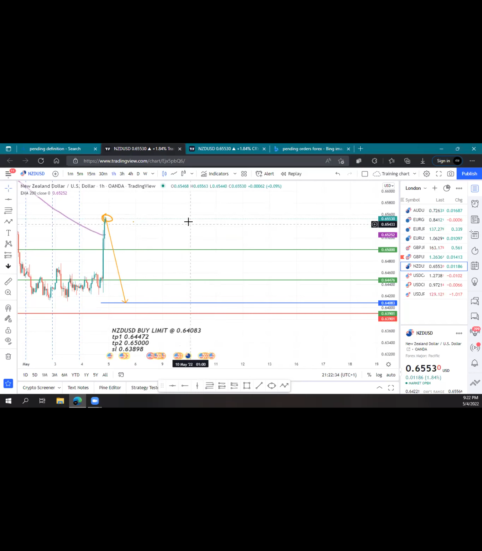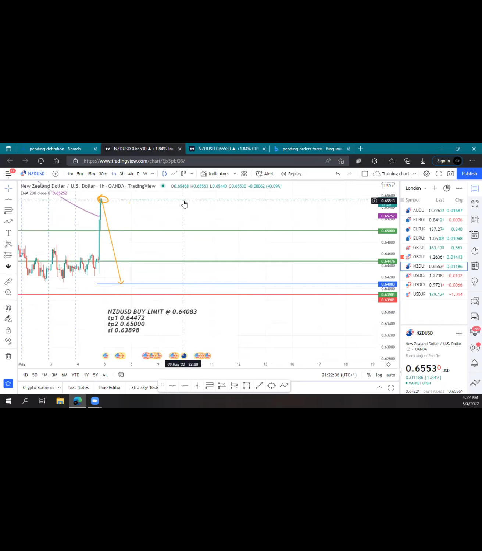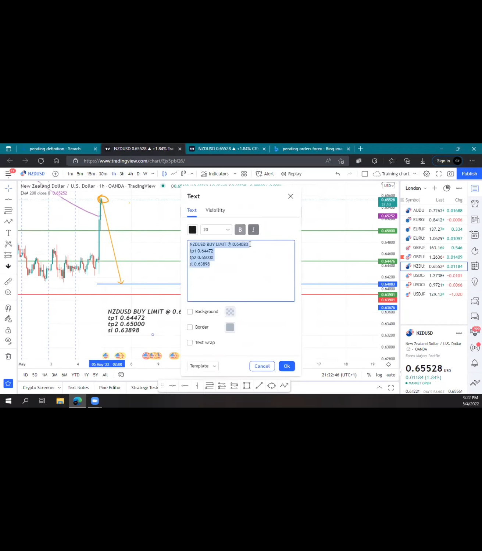Now, this is for when they actually give you the instruction buy limit. There are some cases, some times, where you don't actually get the instruction as buy limit.